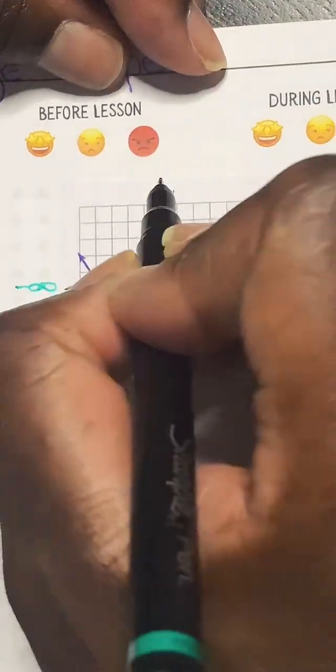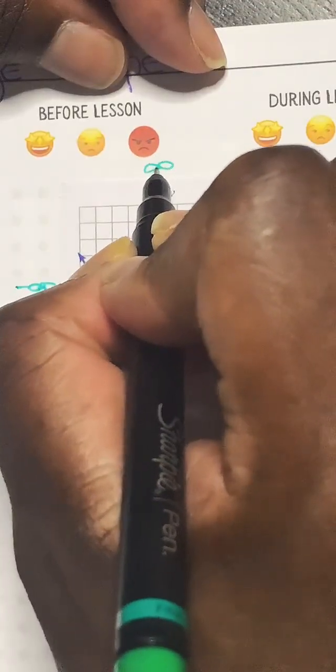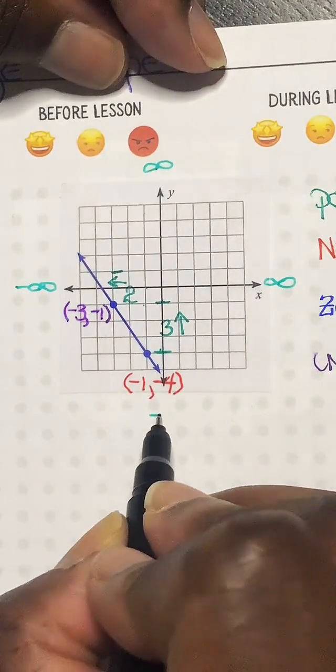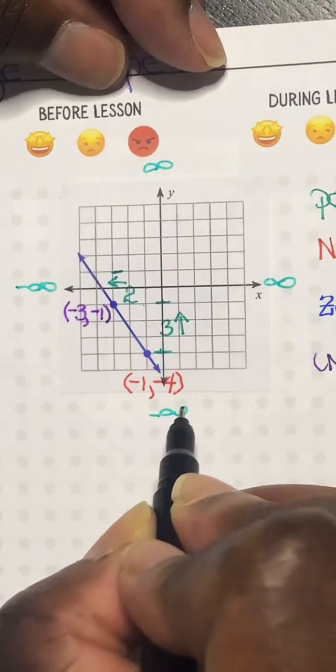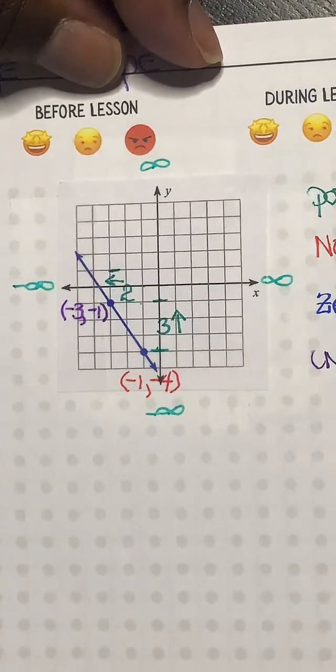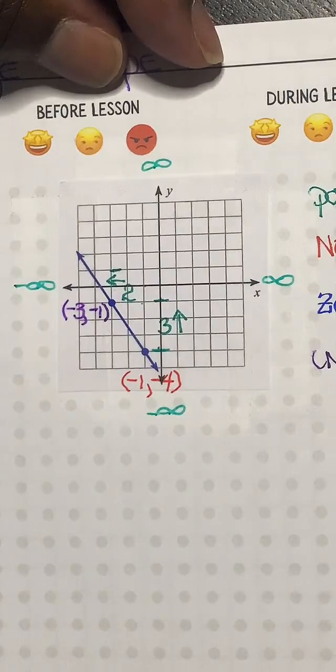Okay? Going up, that's +infinity. And coming down, this is going all the way to -infinity. All right? How are we doing?